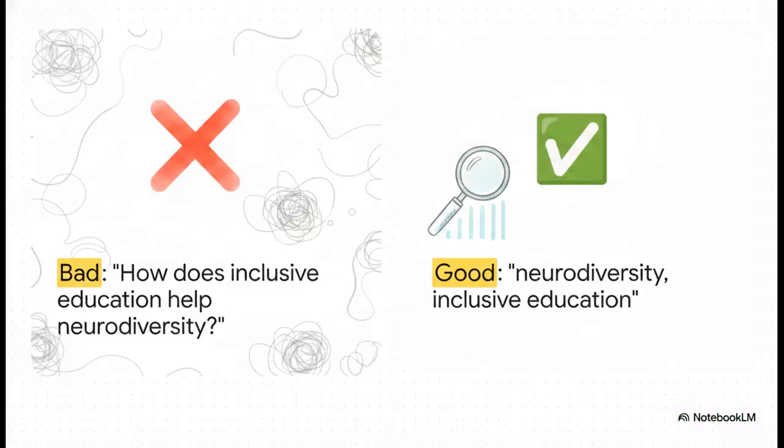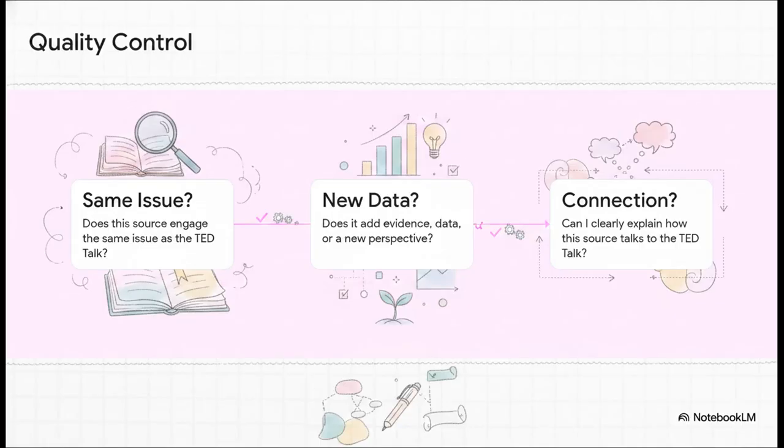We have all felt the absolute frustration of typing into a database search bar and getting zero useful results, right? If you type a full question like, how does inclusive education help neurodiversity? The search engine just gets completely confused by all those filler words. You have to strip it down to the core concepts. Start with key terms from the talk, like neurodiversity and inclusive education. Add in some academic synonyms like learning differences, and boom, you'll find the exact right materials without wanting to pull your hair out. But hey, once you find an article, don't just blindly accept it.